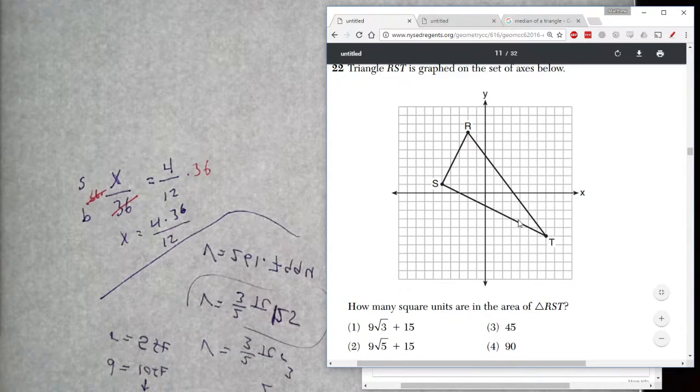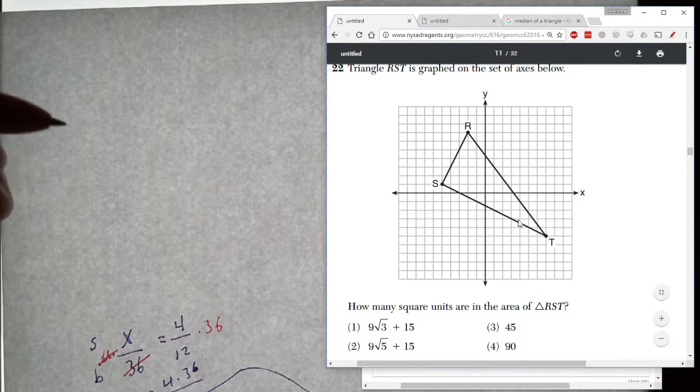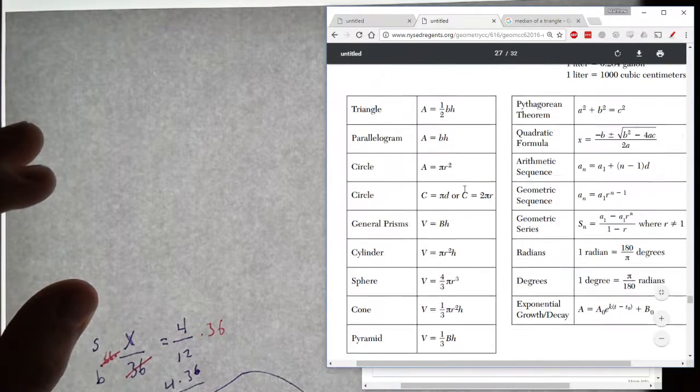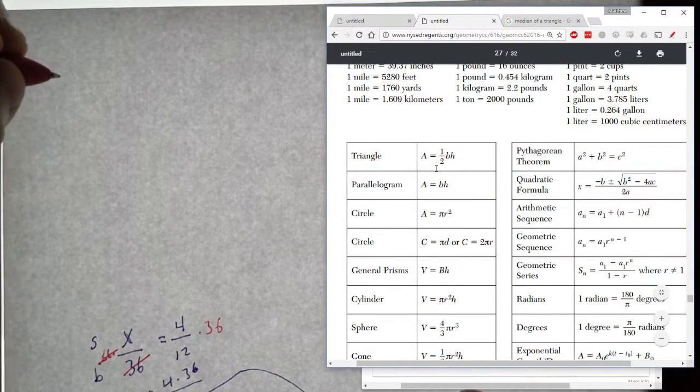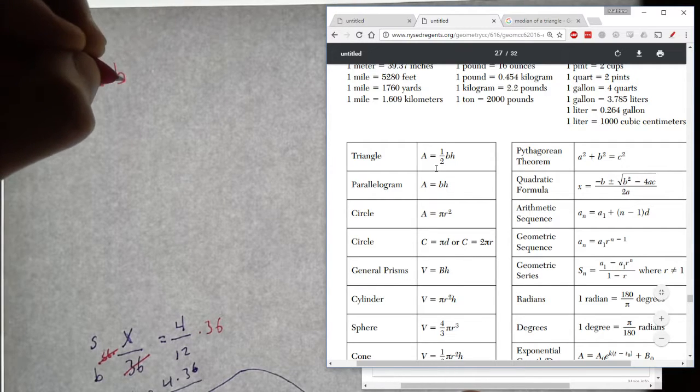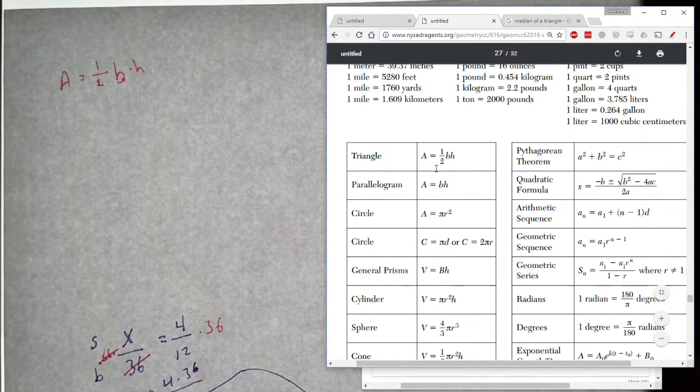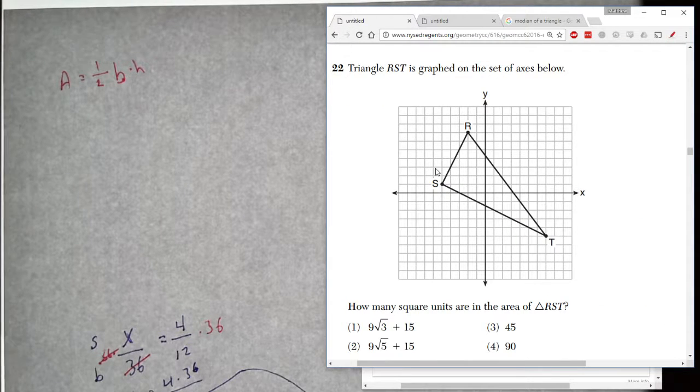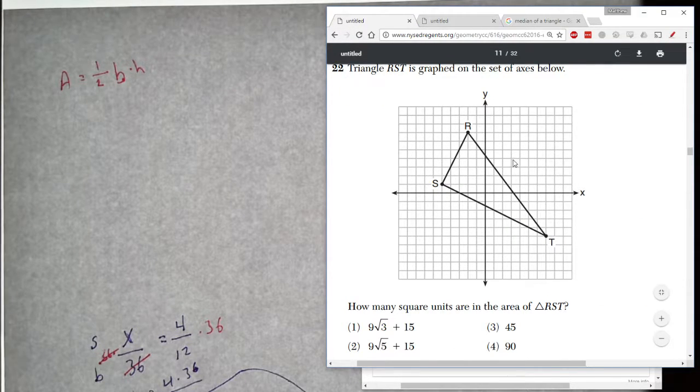Well, I know my area formula for a triangle, and if you want to check, you've always got your reference sheet. The area formula for a triangle is 1/2 of the base times the height. The only issue is I need to find a base and a height. I noticed something. This looks like maybe it's a right angle. Let's see if I can prove that, because that way I can get the height, instead of getting some weird altitude.